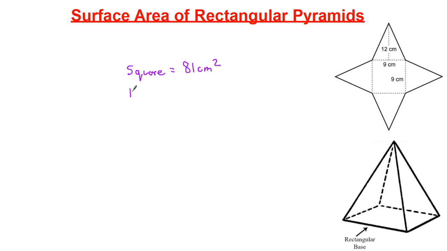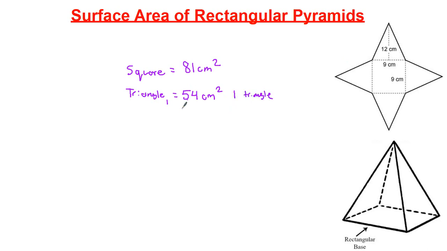Now for the triangle, for one of the triangles, it's going to be our base multiplied by our height divided by 2. So our base is 9, our height is 12, so that's going to give us a value of 108. And if we go ahead and divide by 2, we're going to get a value of 54. So it's going to be 54 centimeters squared for one of the triangles.